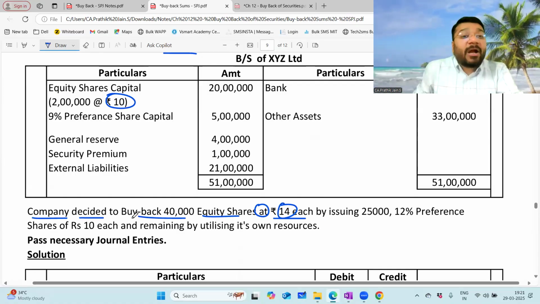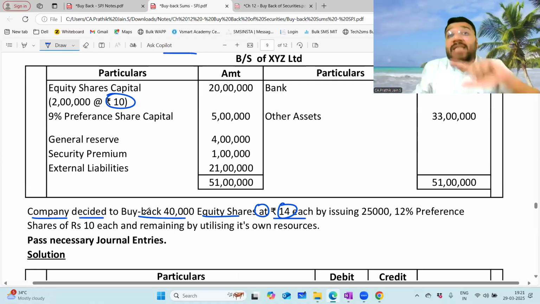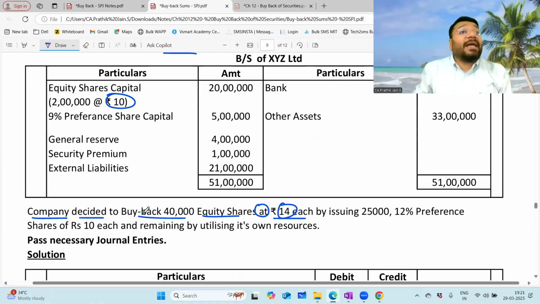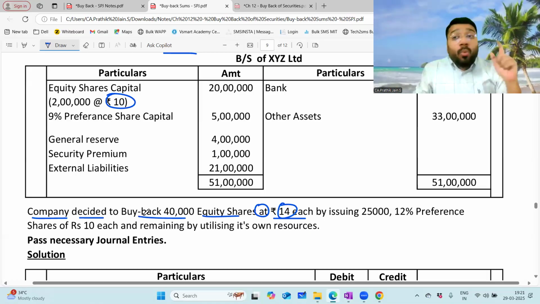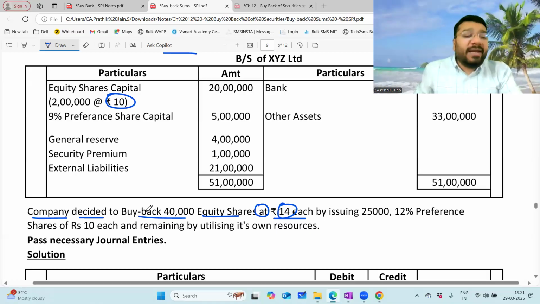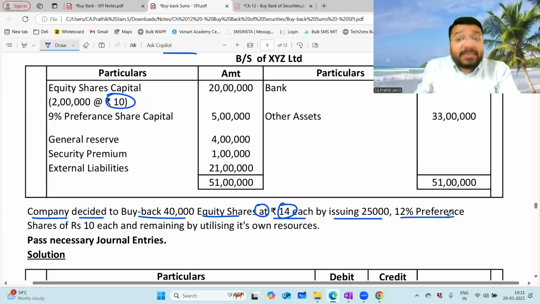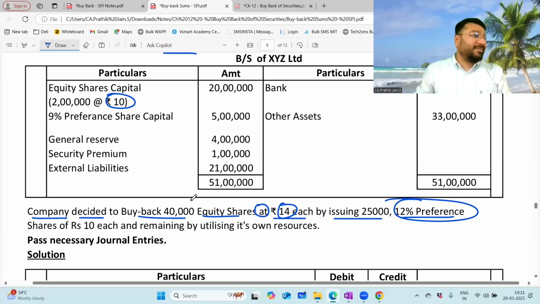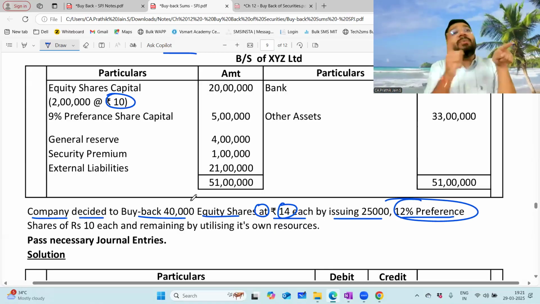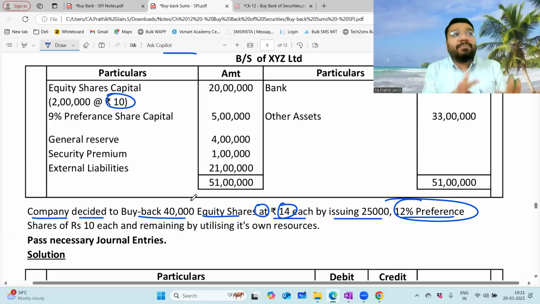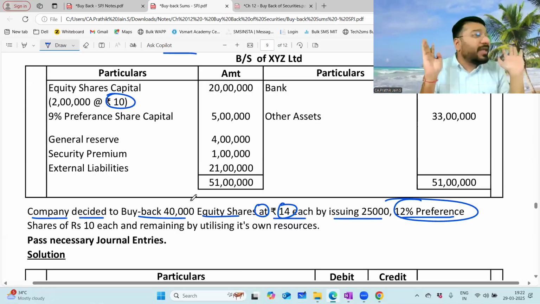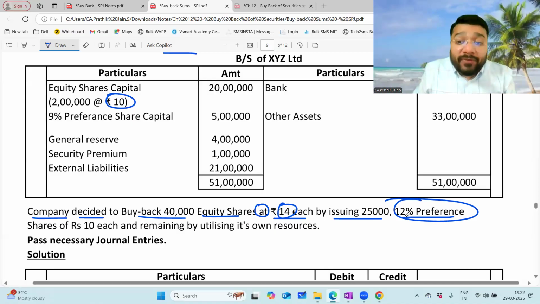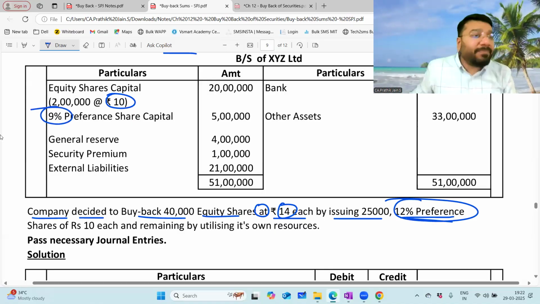So the company decided to buy back how many shares? 40,000 shares out of how many shares? 2 lakh shares. If 40,000 shares are bought back, what is the remaining number of shares? 1,60,000 shares. And this I'm doing by way of issuing 25,000 quantities of 12% preference shares, meaning another class of preference share. Is it allowed? Yes. For equity, I can use preference. Any class of preference, 9%, 10%, 12%, there is no restriction. I can issue 12% preference shares, which is a separate class other than 9%, allowed.